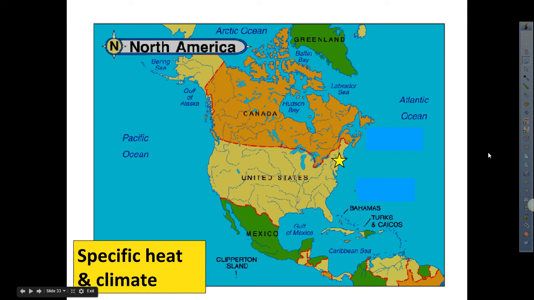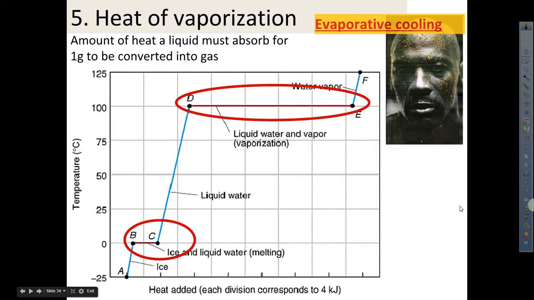Water also has a high heat of vaporization. Heat of vaporization is the amount of heat that a substance must absorb to be converted to the next state of matter, so from solid to liquid, liquid to gas. And so it has a very high heat of vaporization. We use this as biological organisms for evaporative cooling. And so as that water evaporates off of our forehead when we're sweating, it's going to take a lot of heat with it.